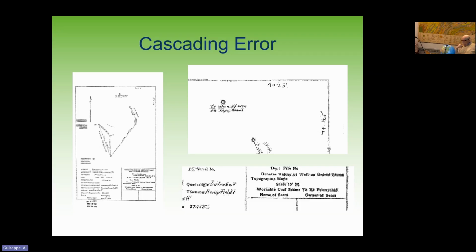Now, to be perfectly honest, this well permit was well before DEP, well before EER. It's way back, when there wasn't that much concern about it. This well was drilled in 1959. But it's an excellent way to show cascading error.